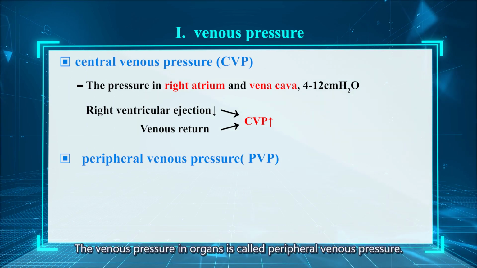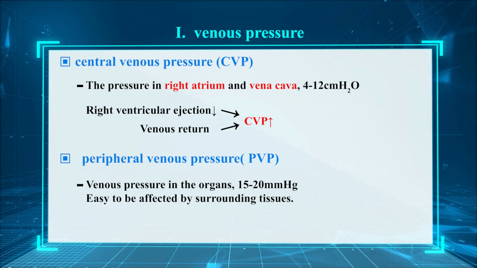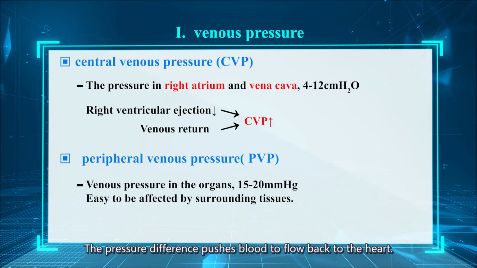The venous pressure in organs is called peripheral venous pressure. It's low, about 15 to 20 millimeters of mercury. It's easily affected by surrounding tissues. The pressure difference pushes blood to flow back to the heart.